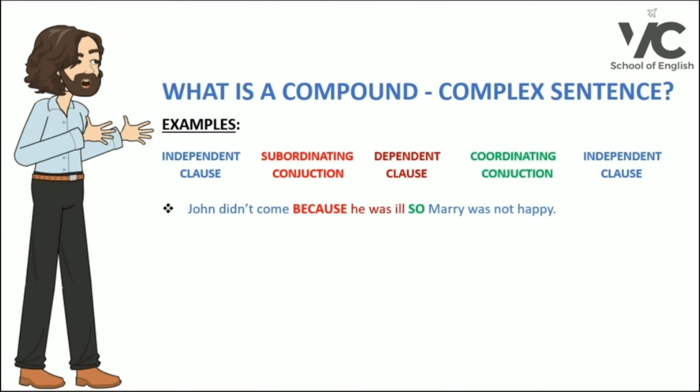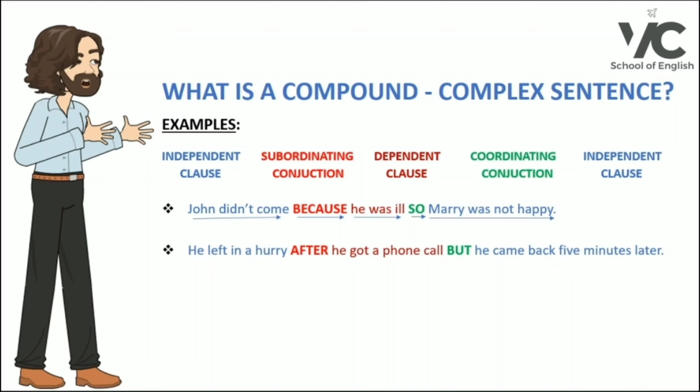John did not come because he was ill, so Mary was not happy. In this sentence, it has started with an independent clause followed by a subordinating conjunction and a dependent clause, and further connected with a coordinating conjunction and an independent clause. Let's take one more example. He left in a hurry after he got a phone call, but he came back 5 minutes later. In this case, it also has started with an independent clause followed by a subordinating conjunction and a dependent clause, and further connected with a coordinating conjunction and an independent clause.